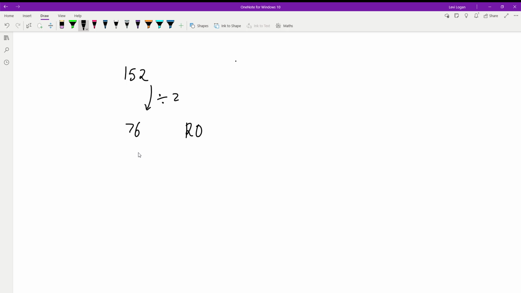76 divided by 2 gives you 38 exactly, so the remainder is still 0. Remainder 0. 38 divided by 2 is 19. Remainder 0.